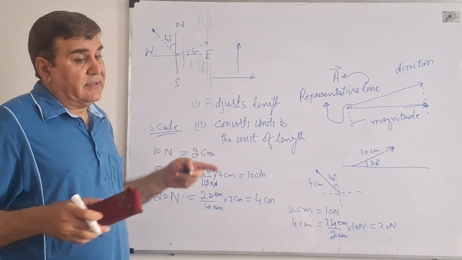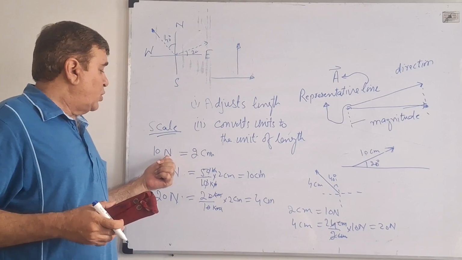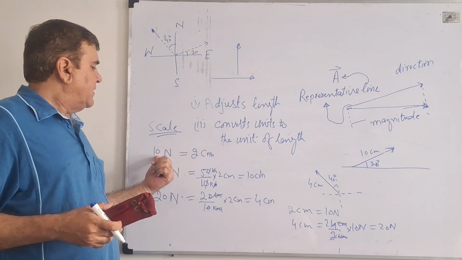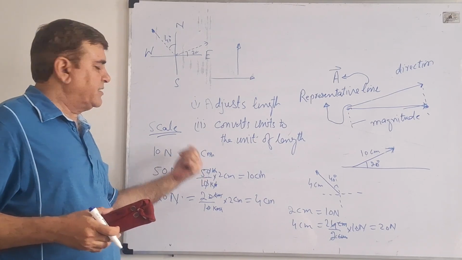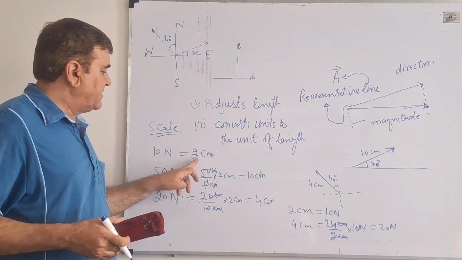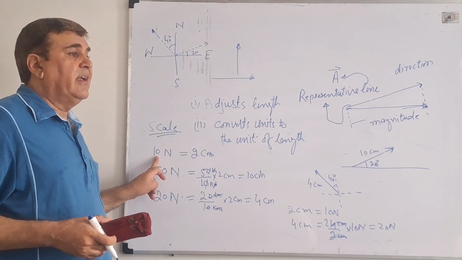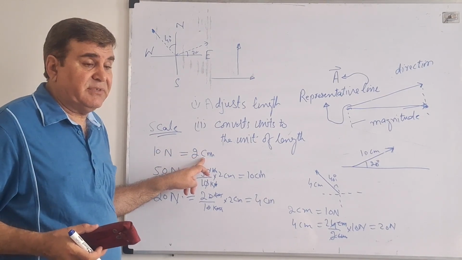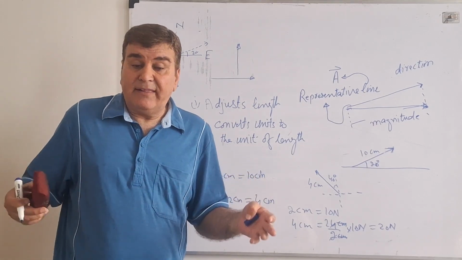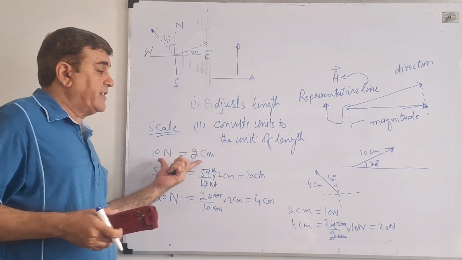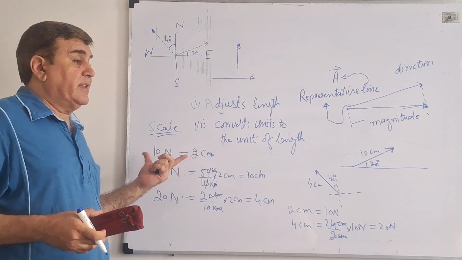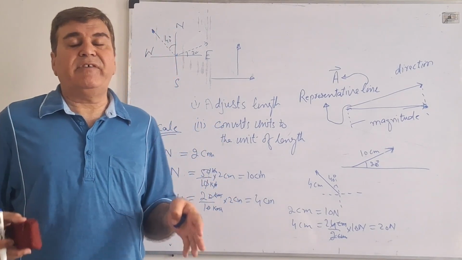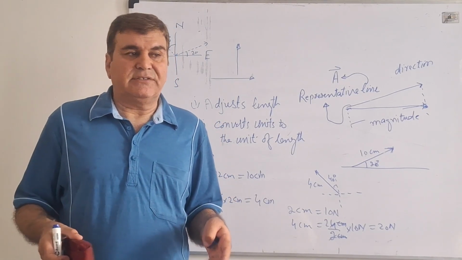And the scale does two things. It converts the unit of the given physical quantity into the unit of length, and it scales the length of the vector, the magnitude of the vector, as we wish. We can increase and decrease this choice. We can increase and decrease 10. For example, we can fix our scale such that 1.5 newtons equals 3 centimeters. That's our will. We are totally free in defining our scale. So this is what we call graphical representation of vectors.